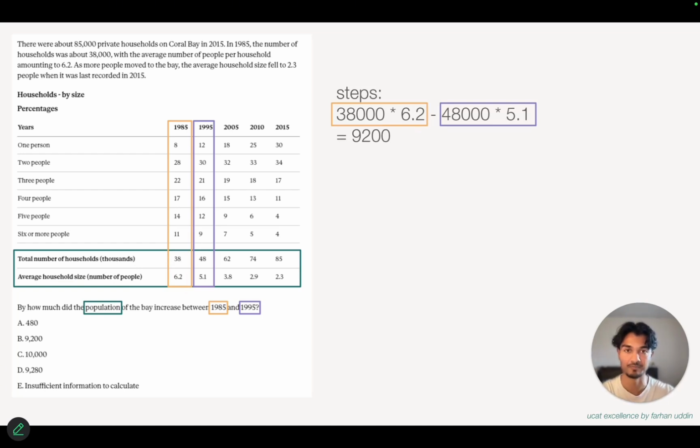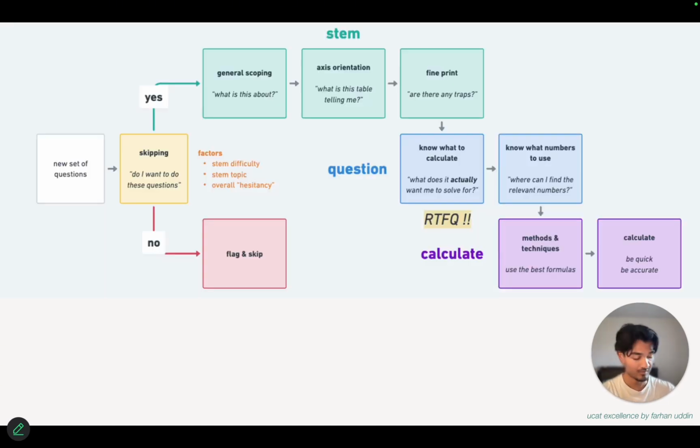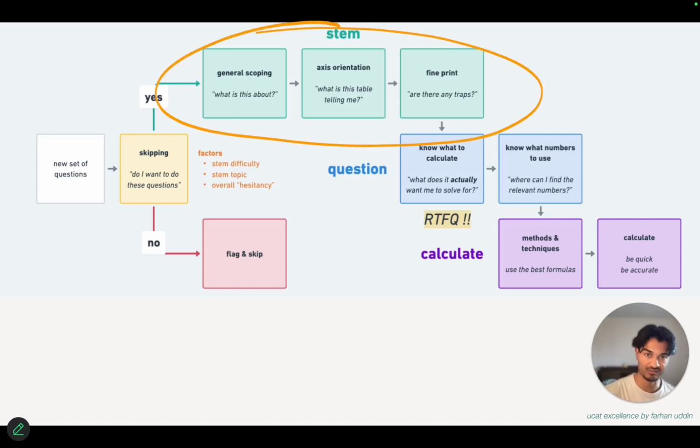Our answer is B. So this hopefully has shown you just how impactful it can be to have a look at the STEM properly first, because then when it comes to the question and the calculation phase, it makes your life so much easier. It's a skill that you just have to build when it comes to quantitative reasoning. Otherwise, we're just putting ourselves on the back foot.